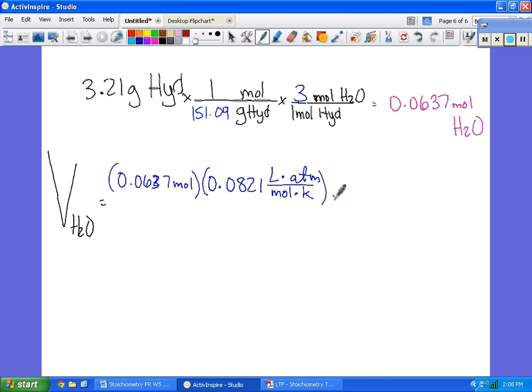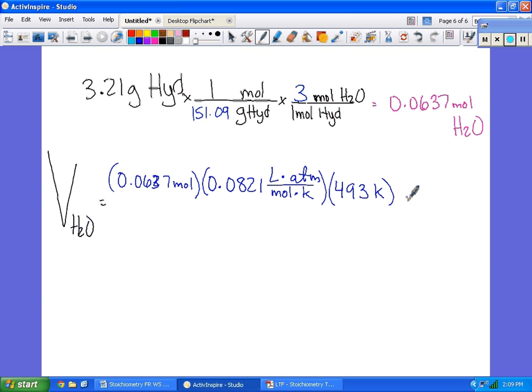The temperature that they gave us was what? 220 what? Celsius. Do you remember how to get it to Kelvin? Add 273. So that's going to bump it up to 493, right? That's going to bump it up to 493.